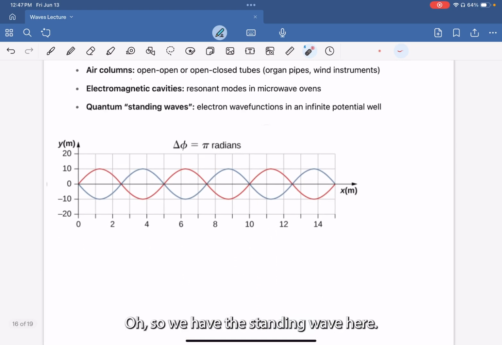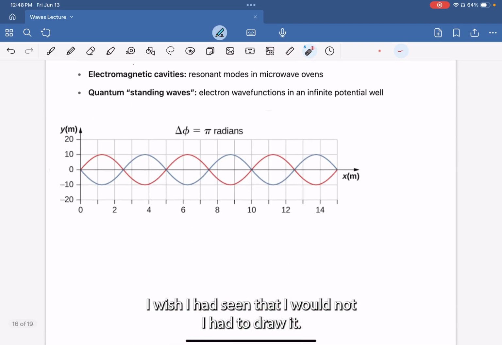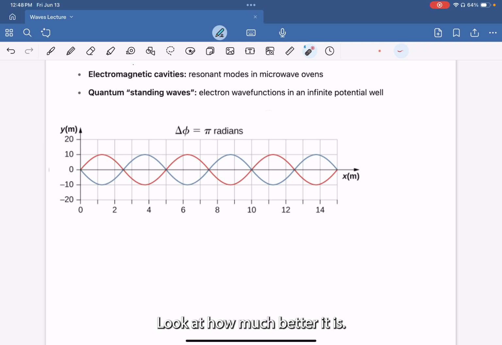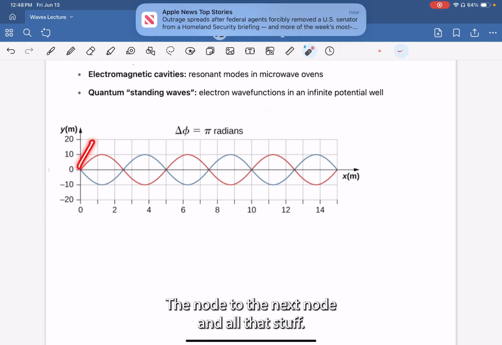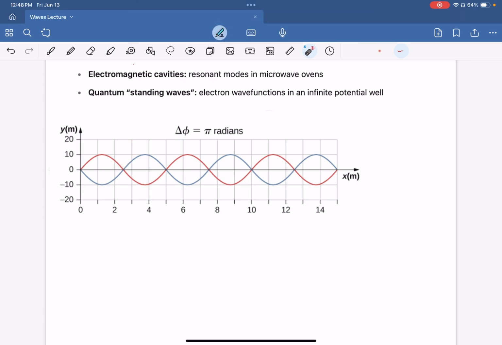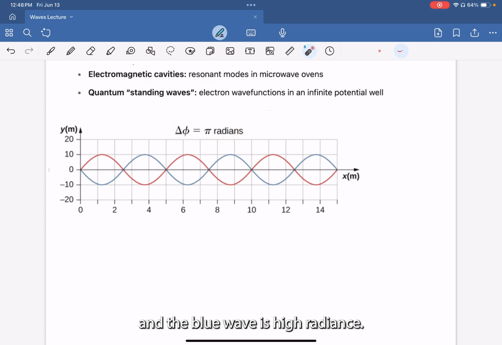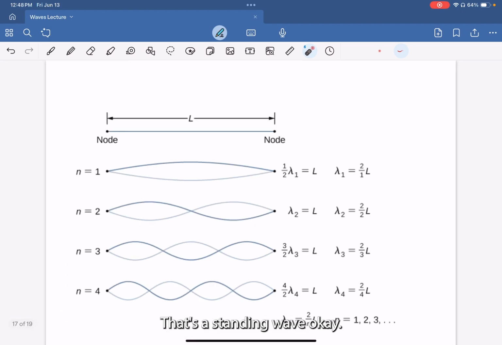Oh, ooh, we had the standing wave here. I wish I had seen that. I would not have had to draw it. Okay, so that's the standing wave that I was talking about. Look at how much better it is. Okay, so that's what I was talking about. The node to the next node and all that stuff. And the phase difference between the red and the blue wave is pi radians. That's a standing wave. Okay.